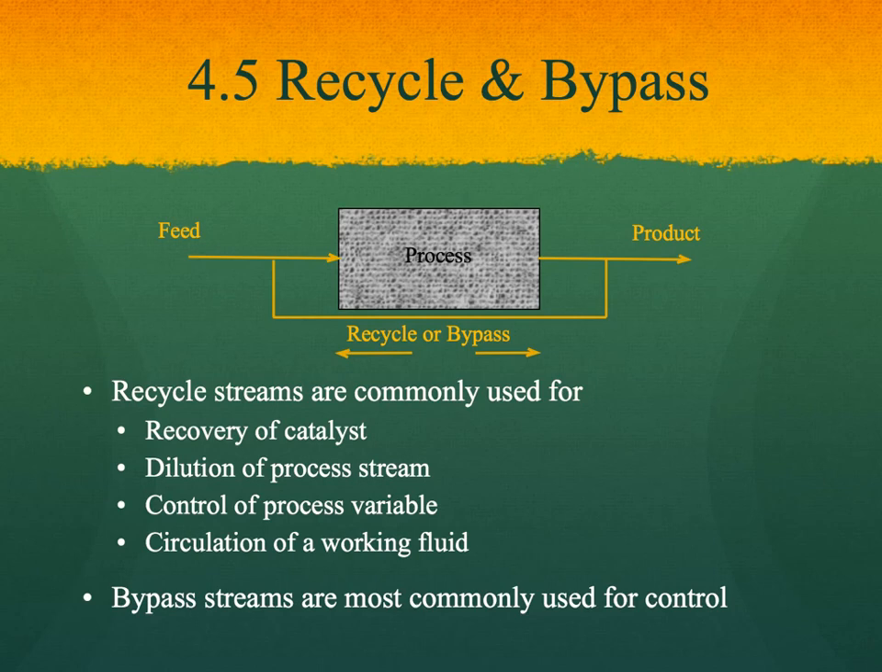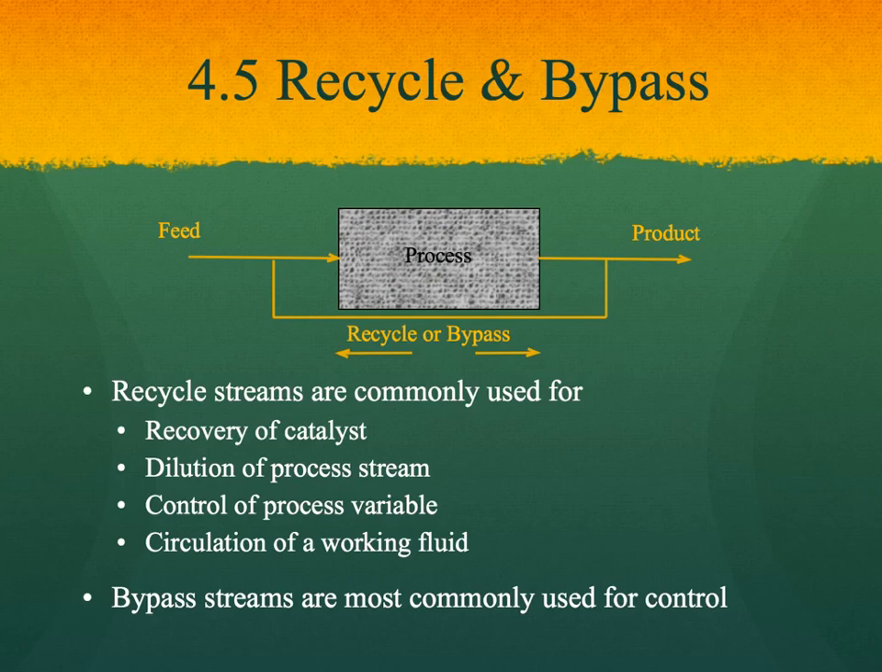Okay, so we've been talking about material balances on single units or multiple units. We're going to add just one level of complexity next. We want to talk about recycle and bypass. Normally we have a feed and one process, possibly multiple processes, and then a product coming out, perhaps multiple products also. What we want to add to this is the idea of recycle or bypass.